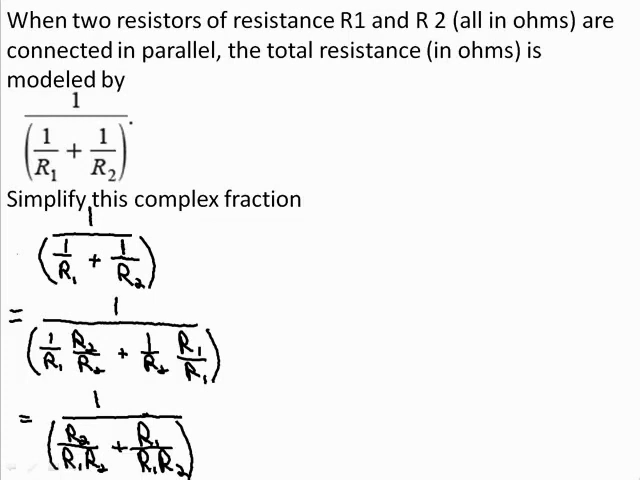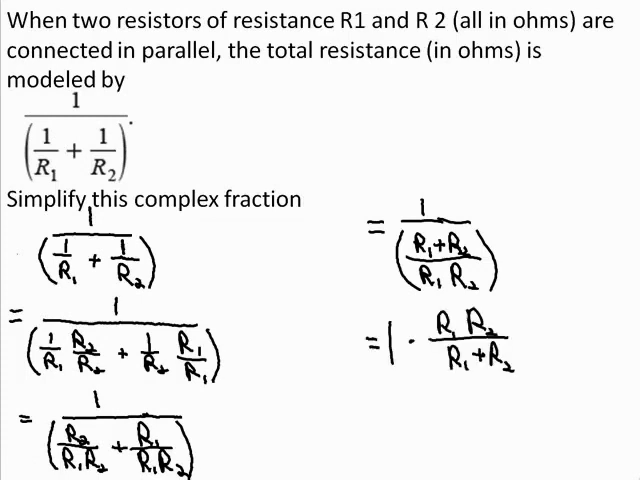These two fractions have the same denominators, so you can add the numerators. 1 divided by the quantity R1 plus R2 divided by R1 times R2. When dividing by a fraction, invert the divisor and multiply. 1 times R1 times R2 divided by R1 plus R2. This is equal to R1 times R2 divided by R1 plus R2.